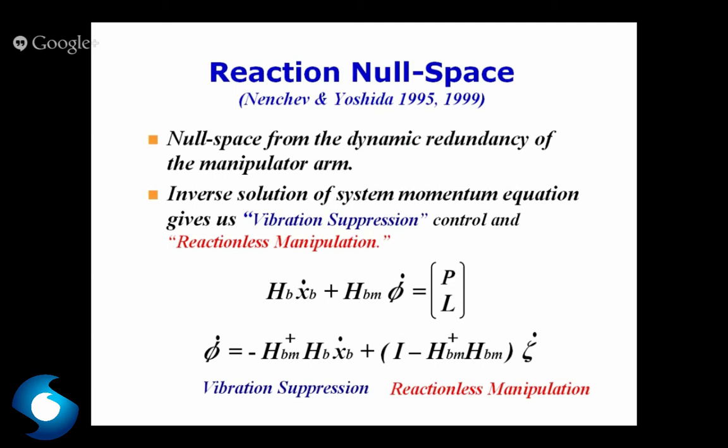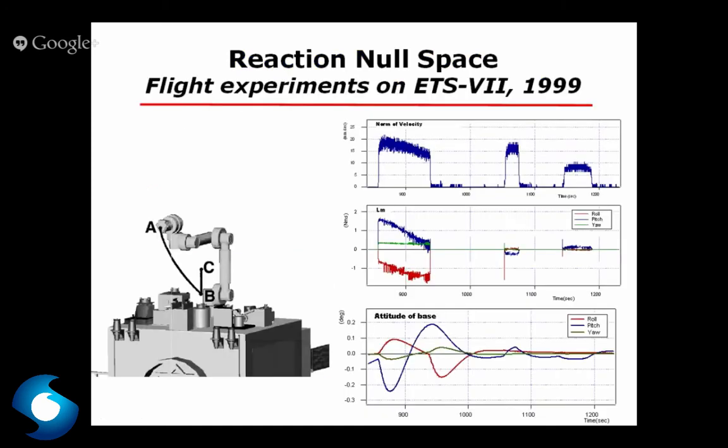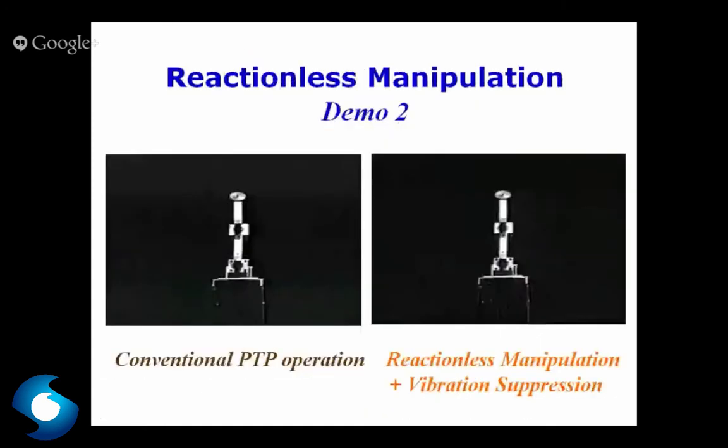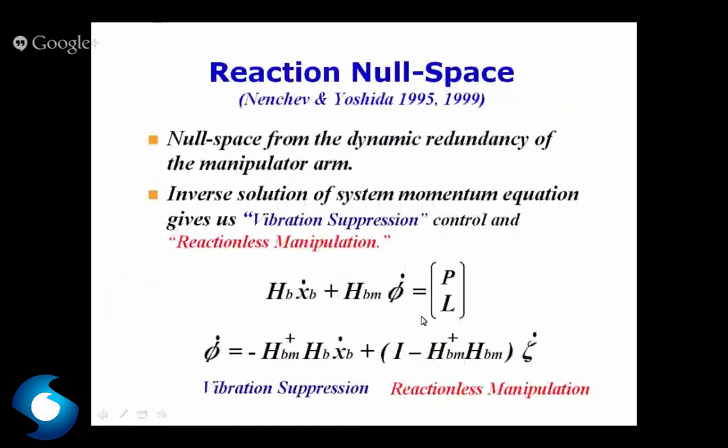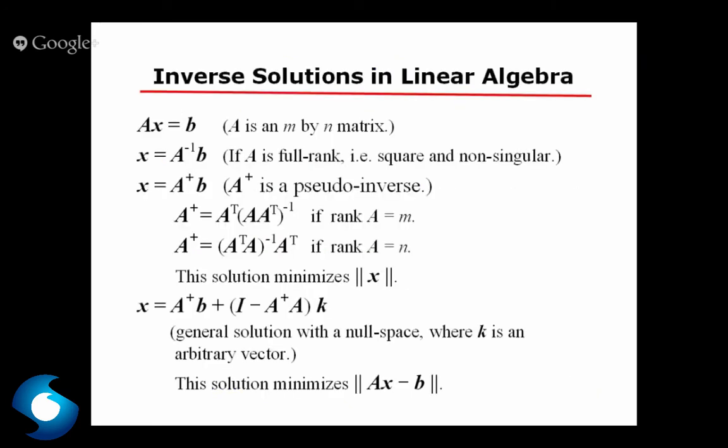So by the combination of these two terms, we can achieve reactionless control, reactionless motion, and also once we have a vibration, we can make a vibration damping, vibration suppression. So that's a very interesting outcome from the momentum conservation equation.